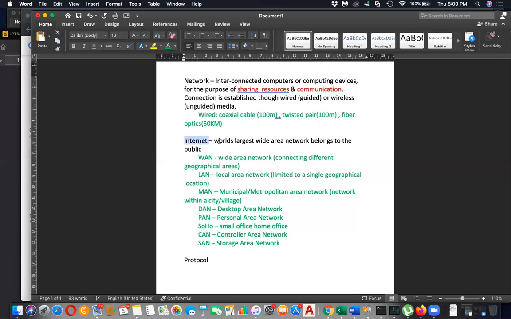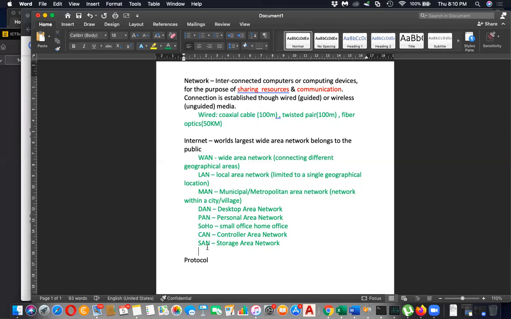So the internet is called the world's largest wide area network. Wide area network means it's in different geographical areas. It belongs to the public. That means no one else owns the internet. It's actually owned by the general public. So that is the largest network belonging to the general public, that is the internet. When I connect to the internet, I can also access it. There are no restrictions. Anyone can connect to the internet and access it.